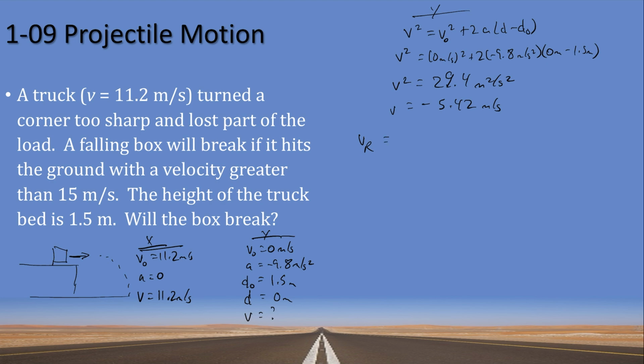So our resultant velocity, use the Pythagorean theorem to combine the x and y components. Remember, you just use the magnitudes. And I got 12.4, or 12 meters per second. So will the box break? No, because 12 is less than 15, so the box does not break.